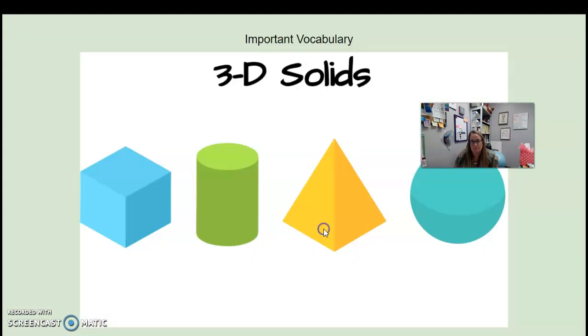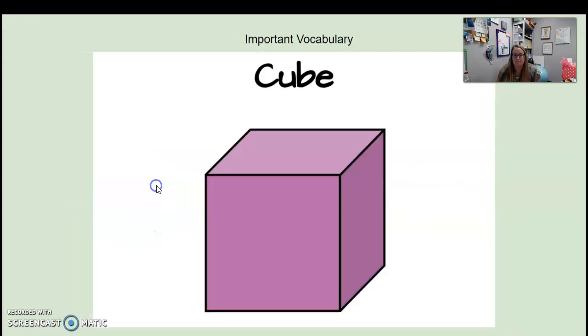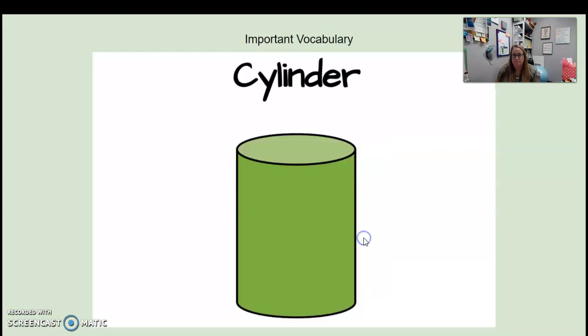So let's get started. Our first word is the same one we've had for a long time, so we should be experts at this word. A 3D solid is a figure that is made up of 2D shapes and it can stand up. The next one we have is cube. Remember, a cube is a 3D shape made up of squares and it can stand up. The next one is cylinder. A cylinder has a circle on the top and a circle on the bottom, and it has one curved surface and it can stand up.